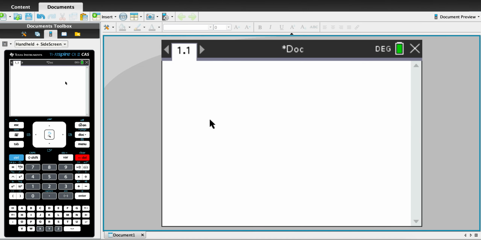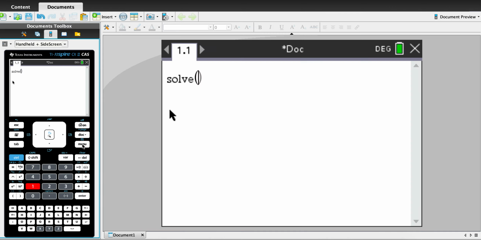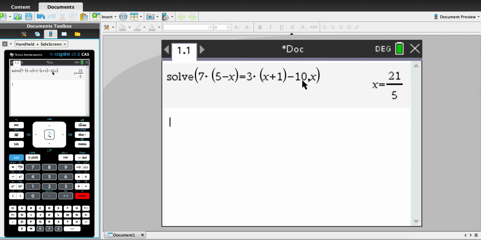I'll just delete this one. And we'll do it again, menu 3-1. As you can see, it's pretty easy to solve with the calculator, provided you can remember menu 3-1, and you can type your equation in accurately. You'll be able to solve anything. So 7 by 5 take x equals 3 by x plus 1, take 10, and we put our comma x because that's what we're solving for.